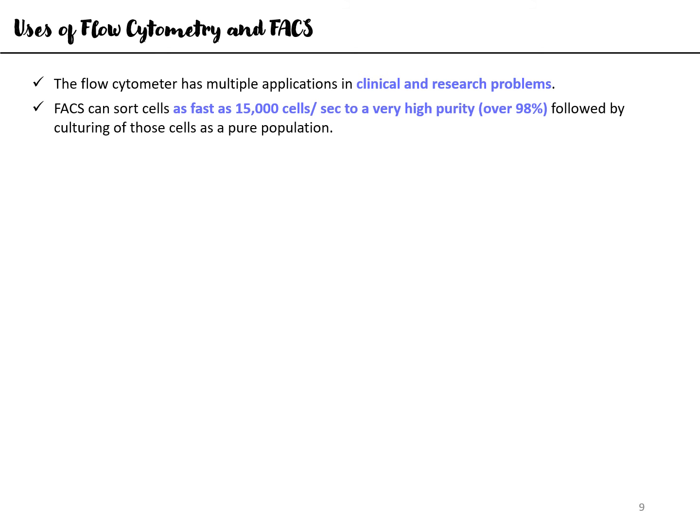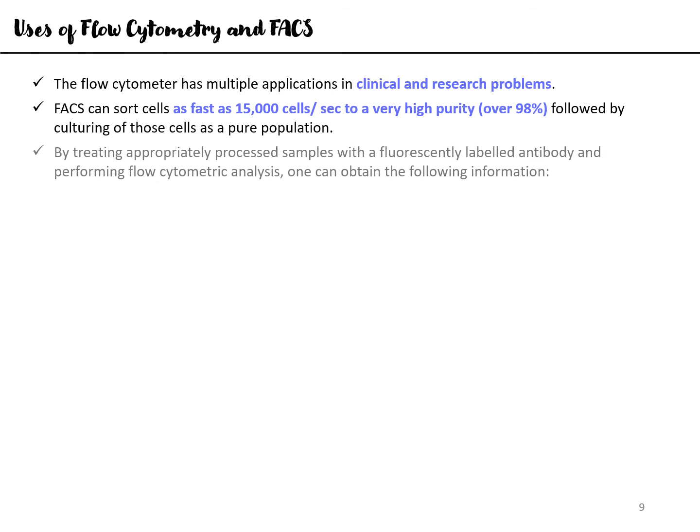So coming to the uses of flow cytometry and FACS, the flow cytometer has multiple applications in clinical as well as research problems. FACS can sort cells as fast as 15,000 cells per second to a very high purity of over 98%, followed by culturing of those cells as a pure population. So its efficiency is very, very high, and the populations are so pure that you can culture these cells without doubt of any co-contamination by a different cell population.